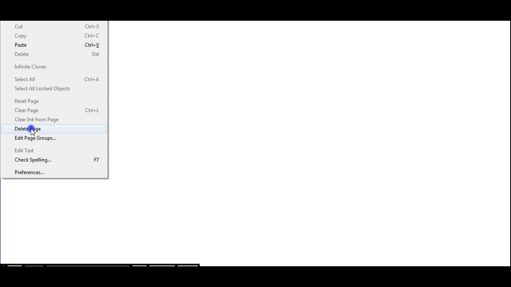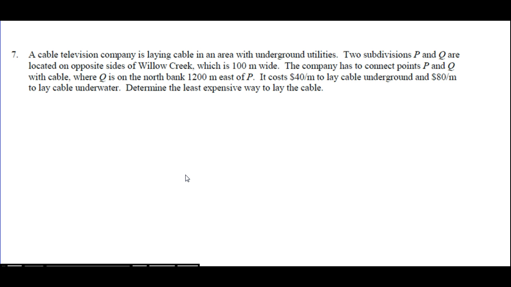Oh, I left 2 pages and I didn't need to. Edit. Delete page. Here we go.